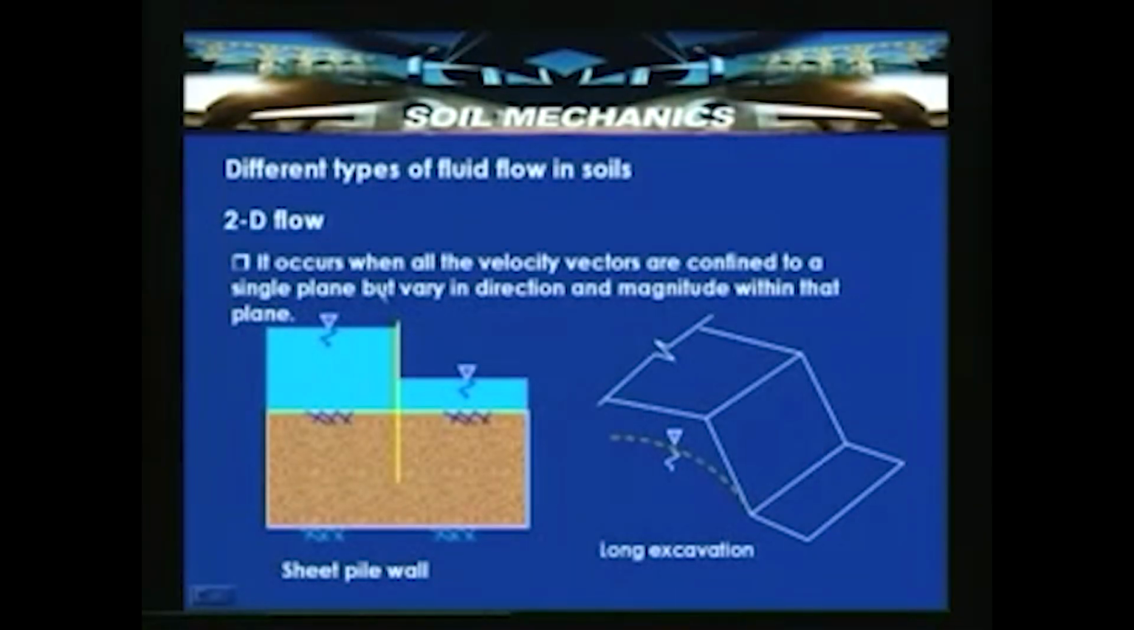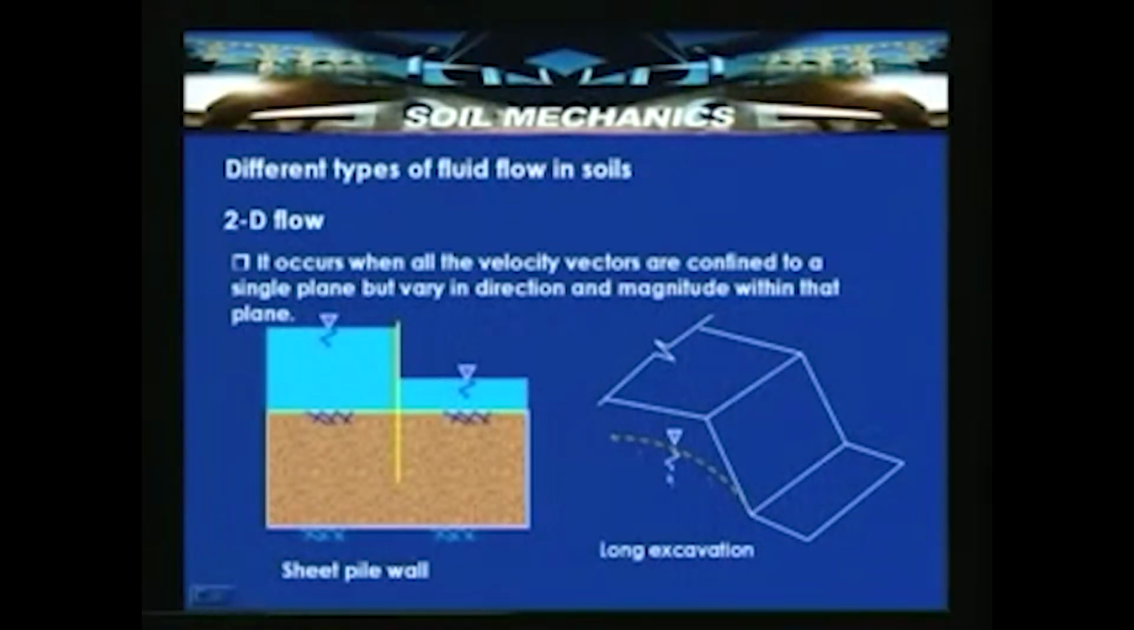So, in that case this particular type of flow is called a two dimensional flow. It occurs when all the velocity vectors are confined to a single plane, but vary in direction and magnitude within that plane. Consider an example where a long excavation for a canal is being carried out. The flow takes place at a particular cross section if you cut it. So, here the flow is occurring in this direction. Perpendicular to this plane, suppose this axis is the z axis along the length of the canal or the length of the excavation. The flow occurring in that direction is very minimal. So, this can also be said to be an example of two dimensional flow conditions.